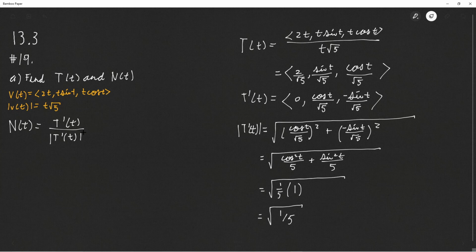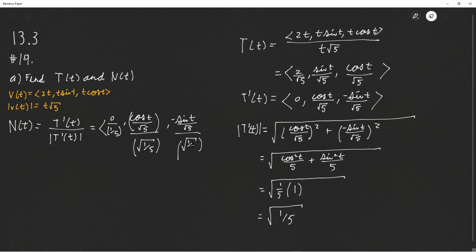So now since we have both parts, we can put it into our formula to find the normal vector, which is going to be 0 divided by root 1/5, cosine t divided by root 5 divided by root 1/5, and then negative sine of t divided by root 5 divided by root 1/5, which will just simplify to 0, cosine of t, and negative sine of t.